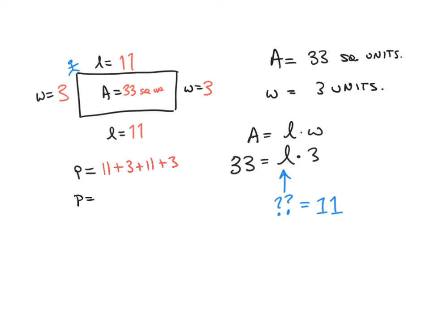Incidentally, it's possible to think of a rectangle as having 2 times 11 and 2 times 3, because there are 2 11s being added, so we can replace that addition of 2 11s with multiplication. And there are 2 3s, so we can replace that addition with multiplication. And that's 22 plus 6 for a total of 28 units around the outside.